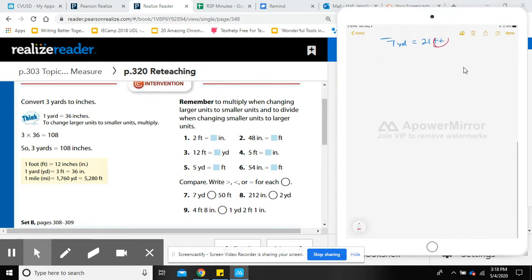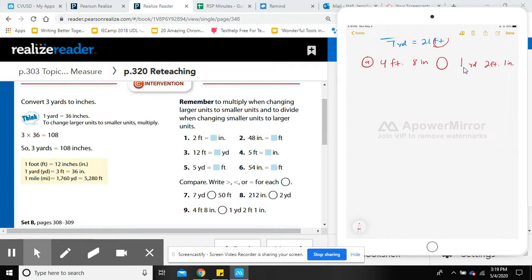Okay, let's go on to number 8. Oh, I'm sorry, number 9, we're skipping. So we're going to do number 9. Okay, and we have 4 feet 8 inches compared to 1 yard, 2 feet and 1 inch. Okay, so this one might be a little bit different, right?